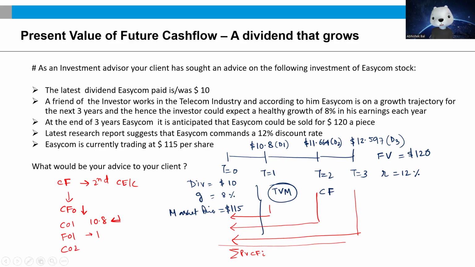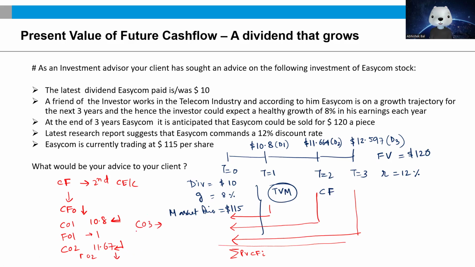Press 11.67. I'm rounding it up a little bit. And press enter. 11.67 and press enter. Press the down key and you're going to come to F02. Leave it as it is. Does not matter. You're going to come to C03.